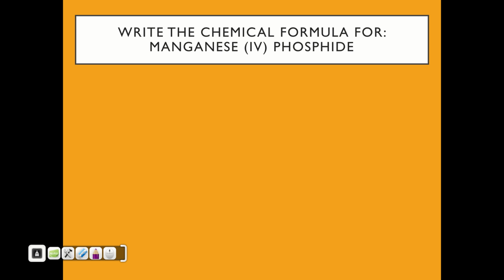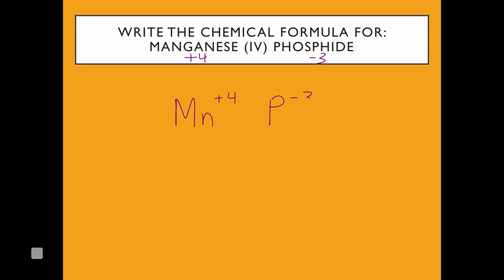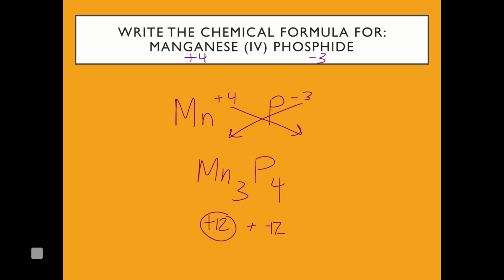Manganese IV phosphide. So that means manganese is +4. Phosphide, the nonmetals you always know the charge of. You look at the periodic table, that's -3. So manganese is Mn +4, P -3, and I crisscross. And I get Mn3P4. And that's it. Because this would be +12 charge, -12, and that equals 0 overall charge.